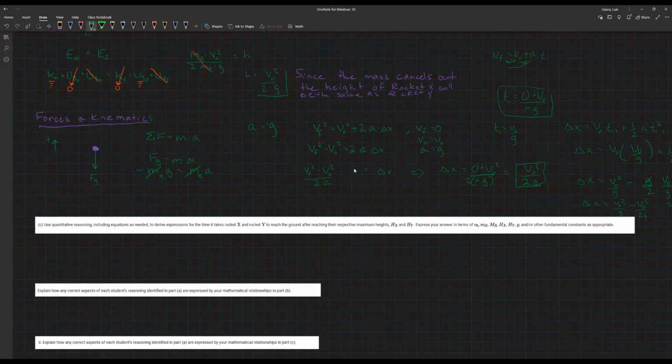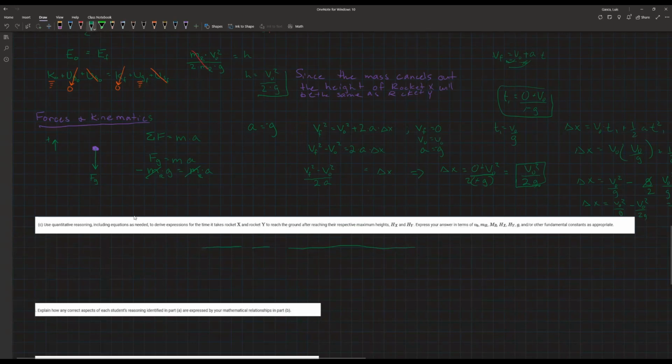Using quantitative reasoning, including equations as needed, derive expressions for the time it takes the rocket X and rocket Y to reach the ground after reaching their respective maximum heights hx and hy. Express your answer in terms of v naught, little m, big M, hx, hy, and g, and other fundamental constants. I'll let you guys think about this. Let me make a little more space.